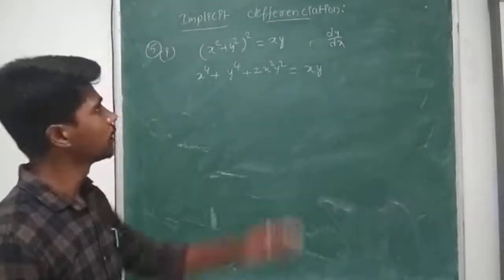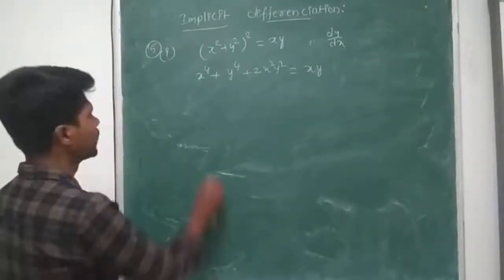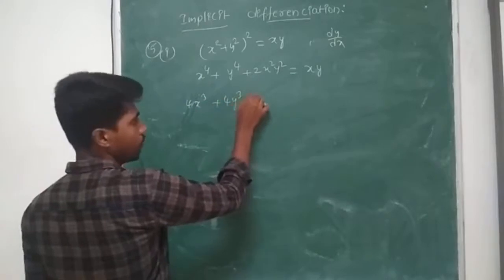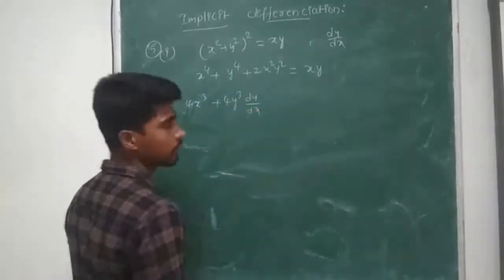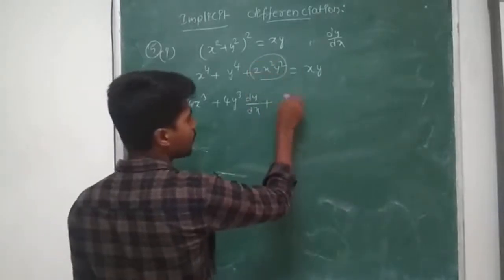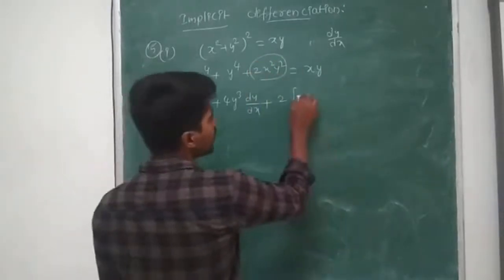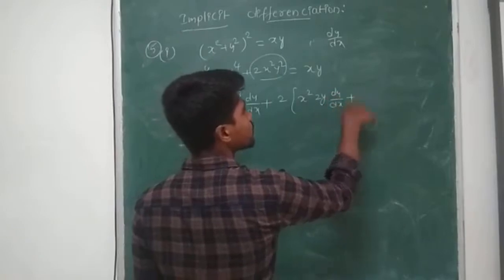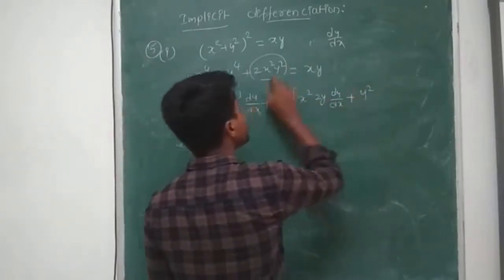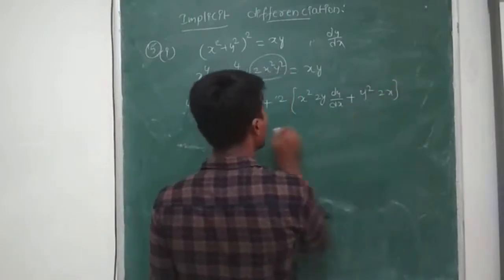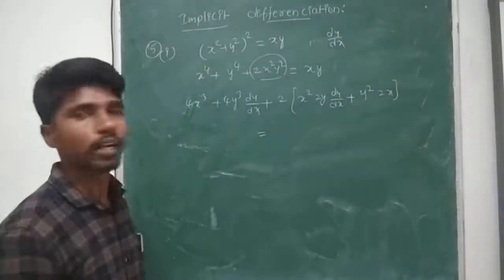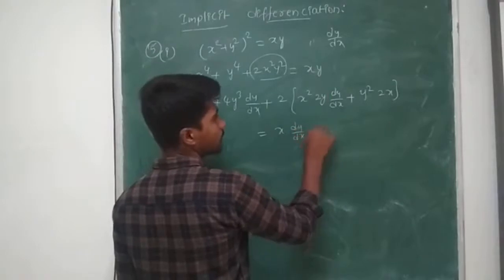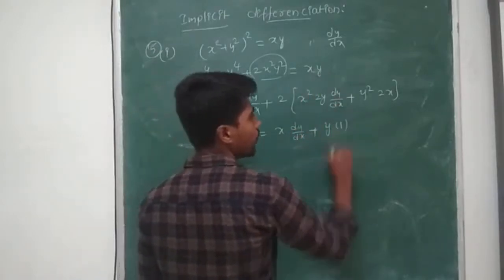Now I apply dy by dx and we can simplify. If I apply dy by dx, what do I get? 4x cube plus 4y cube into dy by dx, plus, in uv form, 2 common, which is a constant, 2 into x square into the differentiation of y square, 2y into dy by dx, plus y square into the differentiation of x square, 2x, which is equal to, for xy, again uv form: x into the derivative of y, dy by dx, plus y into the derivative of x, which is 1.